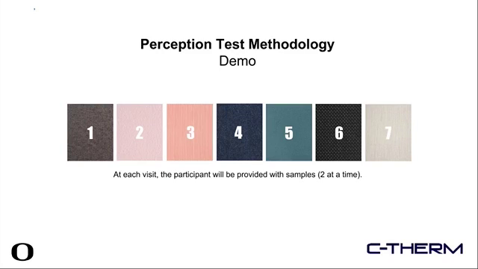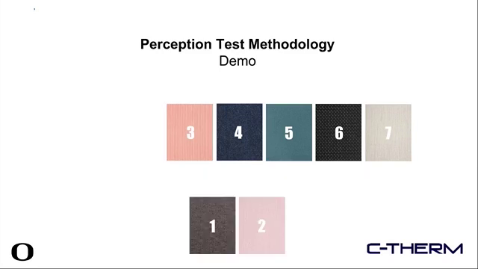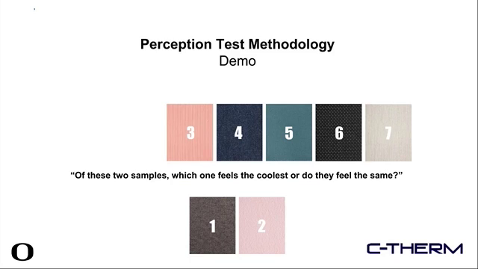So here's the demo. At each visit, the participant will be provided with samples, and they're going to receive them two at a time. They're going to have two samples, and remember, they're going to be blindfolded. Those samples will be placed right in front of them. We're going to start with samples 1 and 2 in this example. They're asked, of these two samples, which one feels the coolest, or do they feel the same? The subject would tap them, and in this case, they said sample 2 feels cooler.